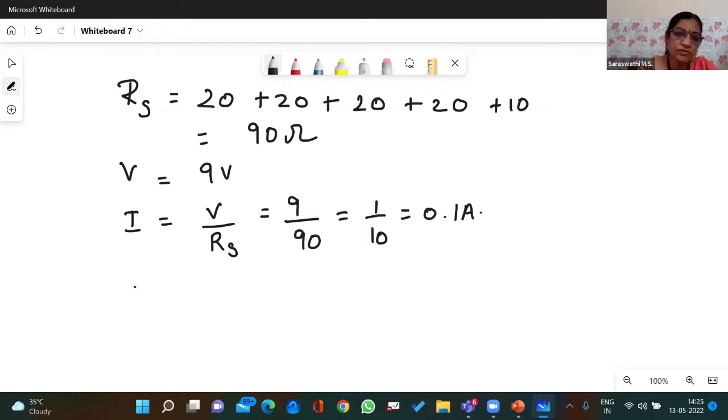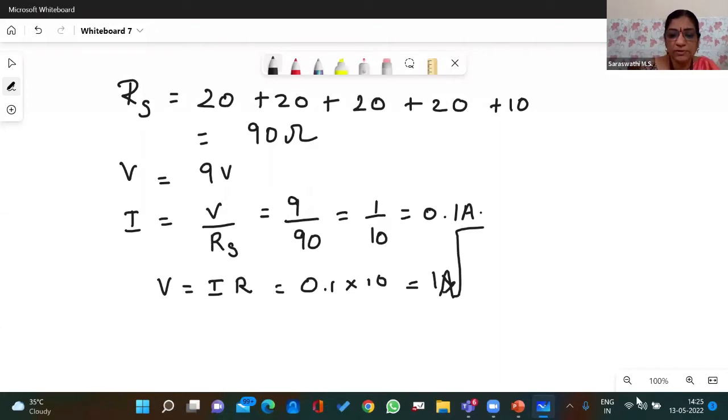Now they are also asking you to find the potential difference across the 10 ohms resistor, right? Yes, ma'am. V is equal to I into R. Here, the same current will flow through all the resistors. So 0.1 into 10 will give you 1 volt. One volt is the potential difference across the resistor. This is 0.1 amps. Clear?